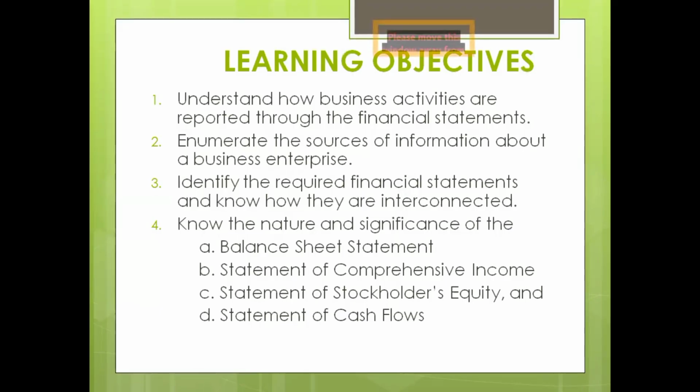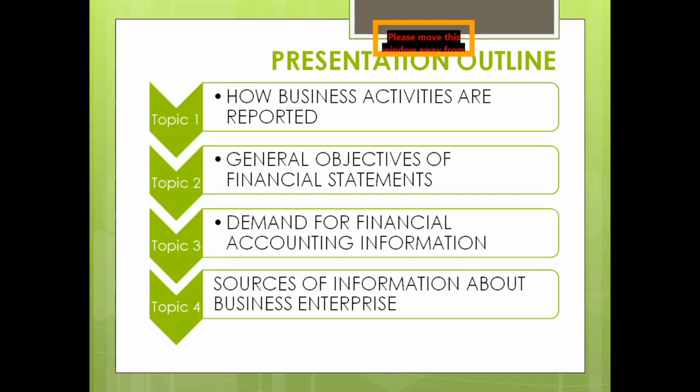So for this chapter, you are expected to understand how business activities are reported through the financial statements. Second, enumerate the sources of information about a business enterprise. Third, identify the required financial statements and know how they are interconnected. And fourth is to know the nature and significance of the four financial statements. What are these? These are the balance sheet statement, the statement of comprehensive income, the statement of stockholders' equity, and statement of cash flows.